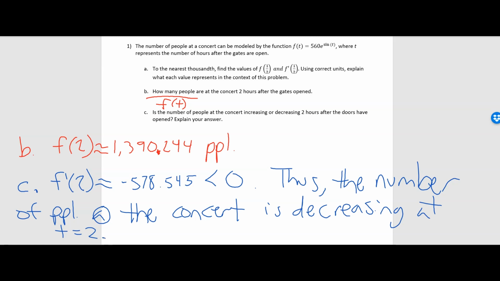And this just goes back to our original function derivative relationship, right? If they're asking is the number of people increasing or decreasing, they're asking us is the original function increasing or decreasing? Because the original function, f of t, talked about how many people were at the concert. So again, to figure out whether the original function is increasing or decreasing, you need to figure out whether the derivative is positive or negative. So that's what we did, and then we wrote a justification.